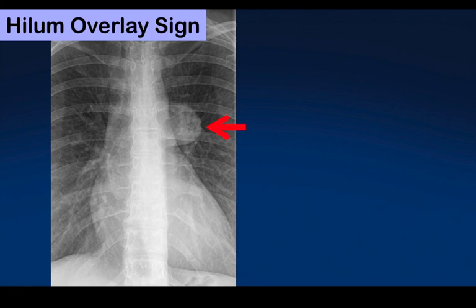Notice in this case, however, that the mass is very smoothly marginated and very well defined through the shadow of the left heart border back to the region of the paraspinal area, as you can see here and here, suggesting that this is likely a posteriorly situated mass.